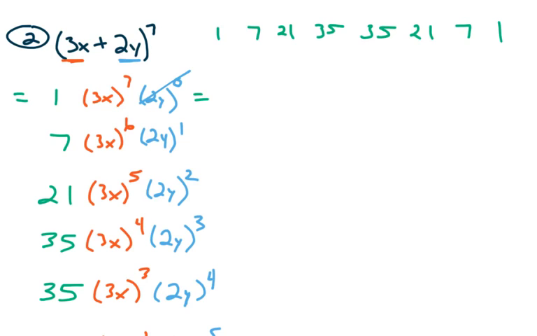So what this multiplies out to is 3x to the 7th, which is going to end up being 2,187, whoops, x to the 7th. And then 2y to the 0 again, that's 1, so we don't need to worry about that. We can make this a 1 if we wanted to.